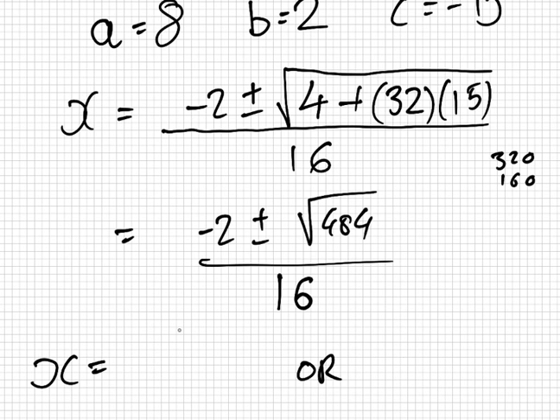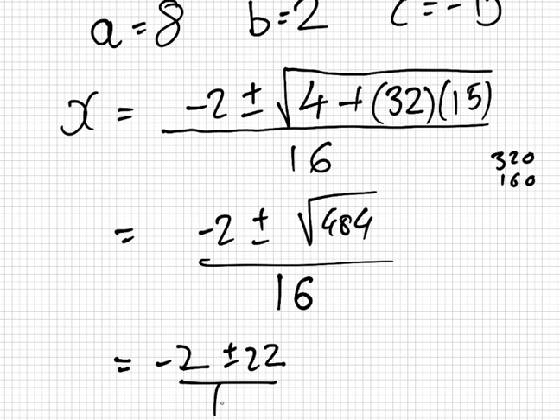Yeah. I think that 484 has an exact square root. What's the square root of 484? 22. Yeah, 22. So I get minus 2 plus or minus 22 over 16.